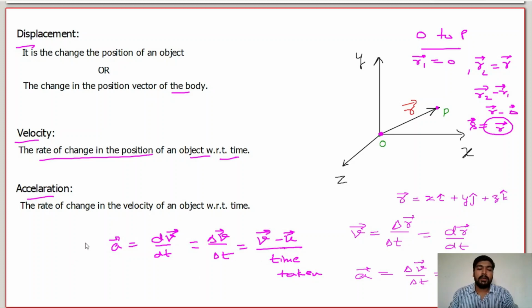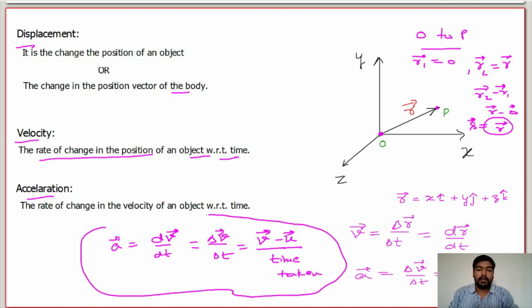By this you can all define the acceleration. So these are the basic terms you have seen before in classes. So let's move further.